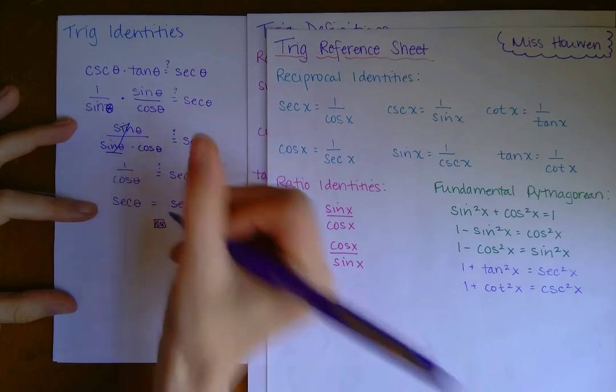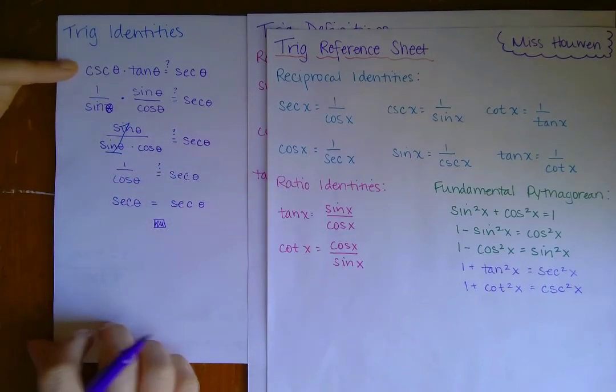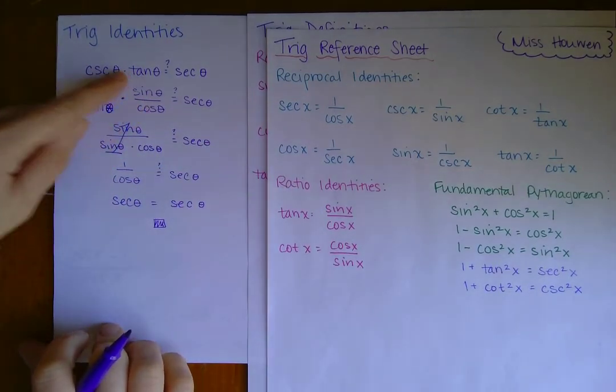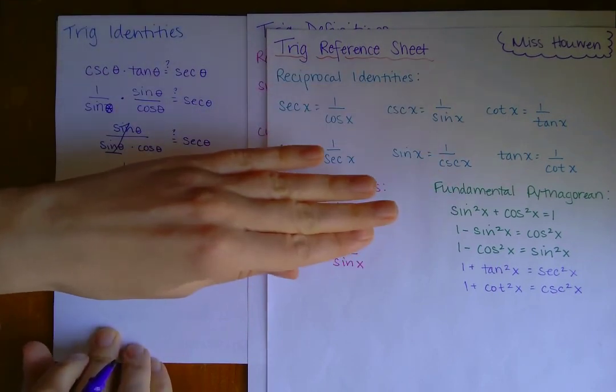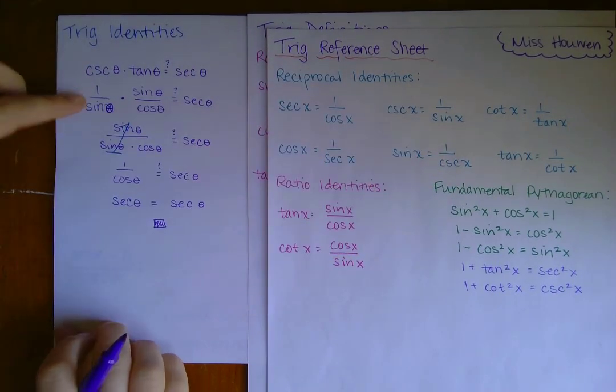We did it. So once again, that strategy was that I took my original problem and I used the identities that would make everything be in terms of sine and cosine.